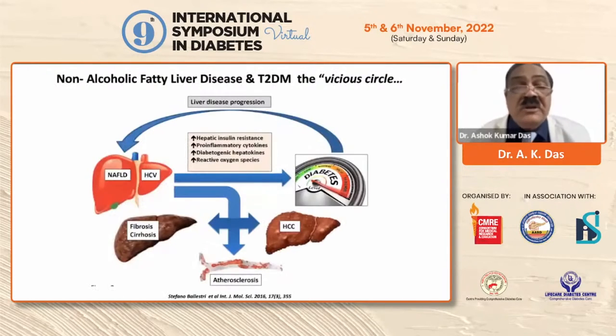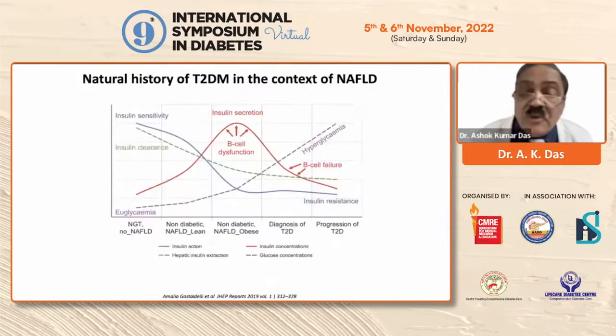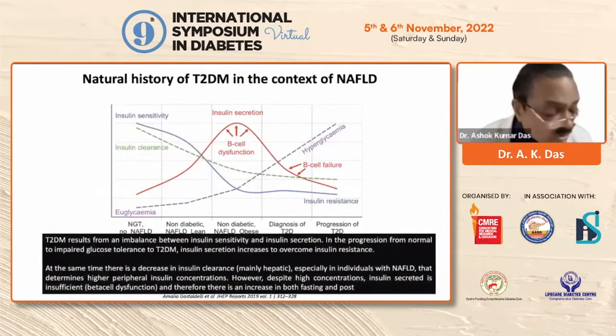Now this cartoon shows how non-alcoholic fatty liver disease and type 2 diabetes are in a vicious relationship. Liver disease progression can give rise to diabetes mellitus, and diabetes progression can give rise to NAFLD, and hepatitis C virus is also partially supported by type 2 diabetes mellitus. There is increased insulin resistance, increased pro-inflammatory cytokines, and increased diabetogenic hepatokines and reactive oxygen species in diabetes mellitus, which can give rise to liver fibrosis and can lead to HCC. I will not discuss in detail because of lack of time.